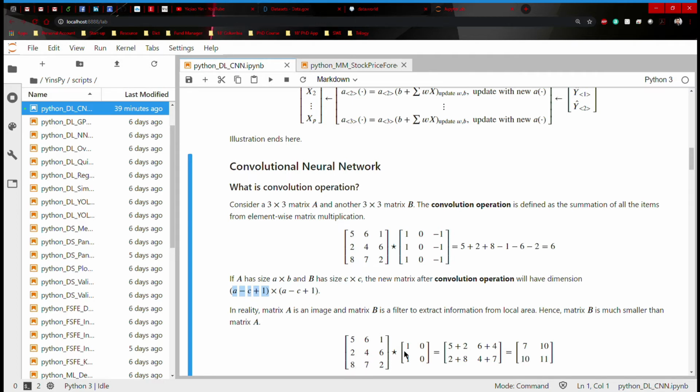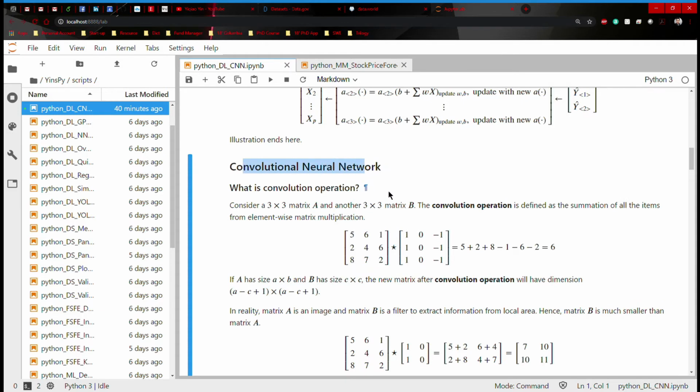Now this will be 2 times 1, which is here, 8 times 1, which is here. And you do the same thing with the last one. And this gives you a new matrix, which is 7, 10, 10, 11. So we've shrunk the dimension from the original picture 3 by 3 down to 2 by 2. This whole process is called convolutional operation. Instead of throwing in the neural network architecture your original pictures, we're now throwing in the newly constructed features as our input layer. And this is what we call a convolutional neural network.